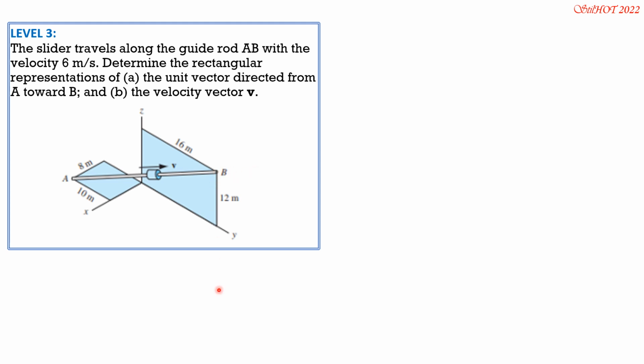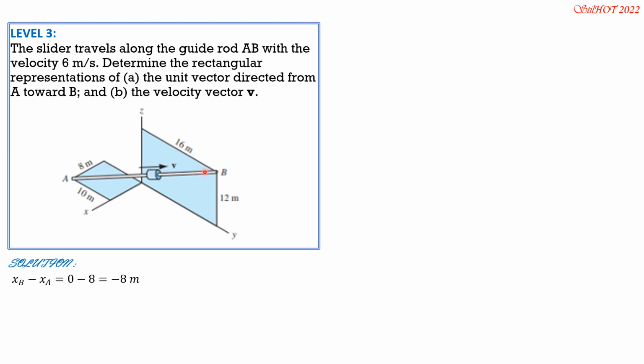First, for the unit vector directed from A to B, lambda of AB, which is (xb minus xa)i over distance AB, then (yb minus ya)j, plus (zb minus za)k all over distance AB. So xb minus xa: xb is 0 because it is on the yz plane, while xa is positive 8. So 0 minus 8.